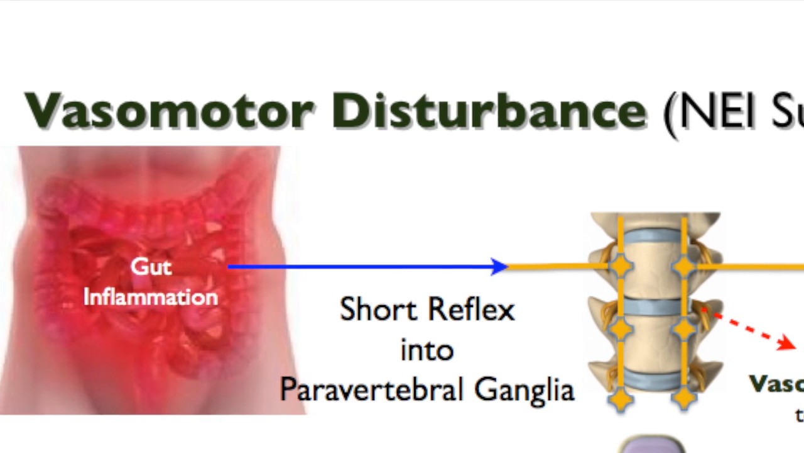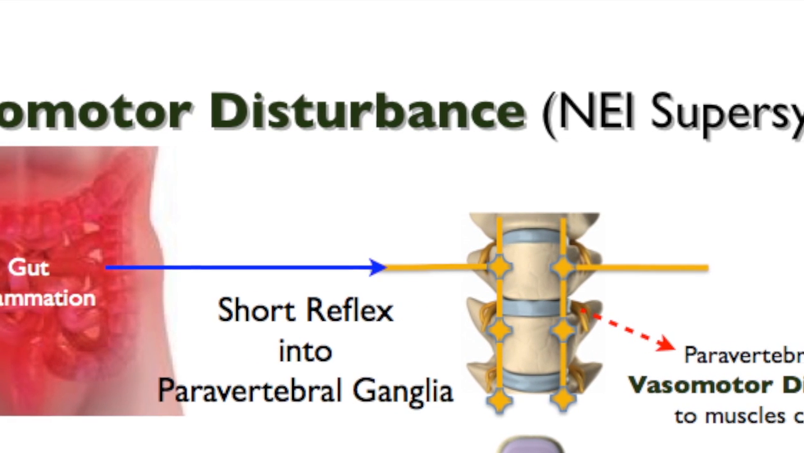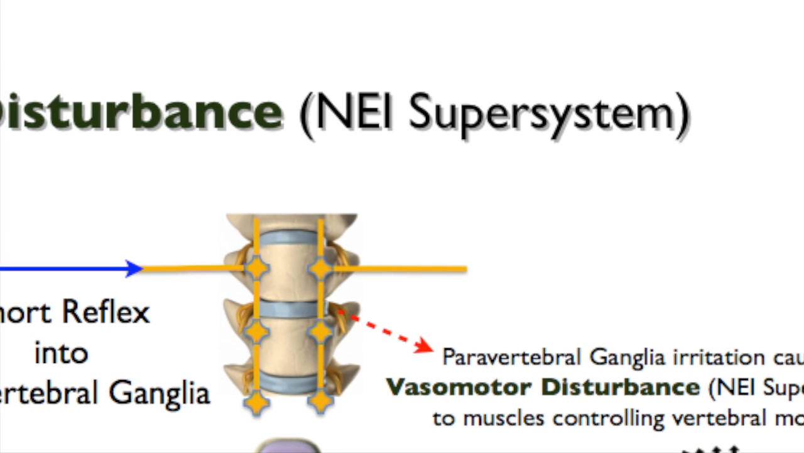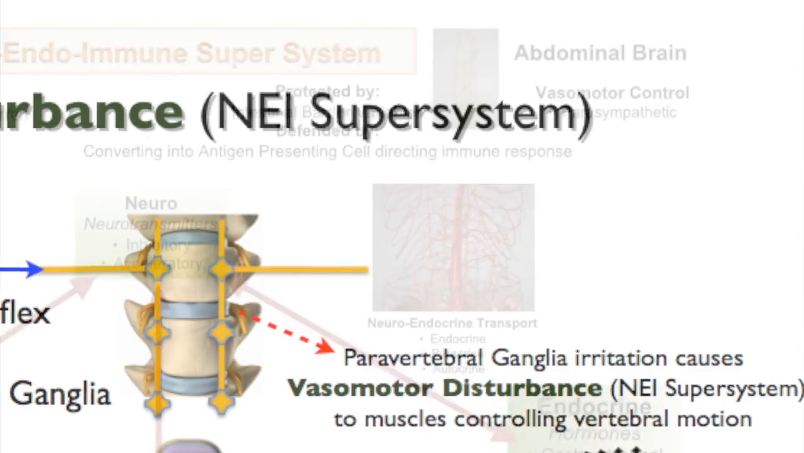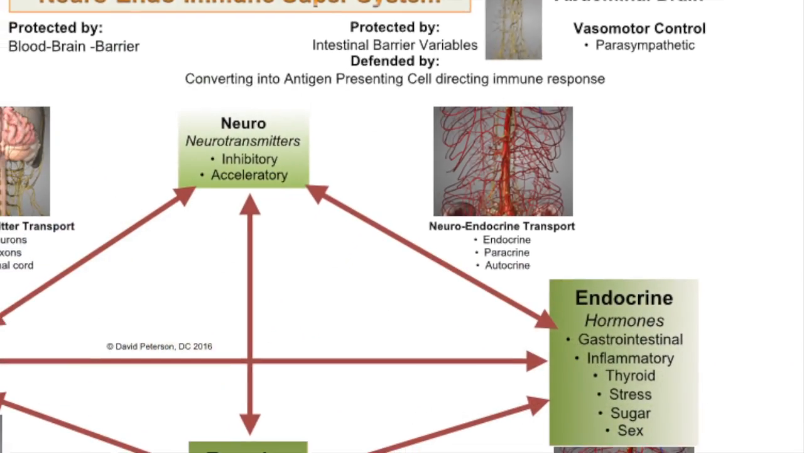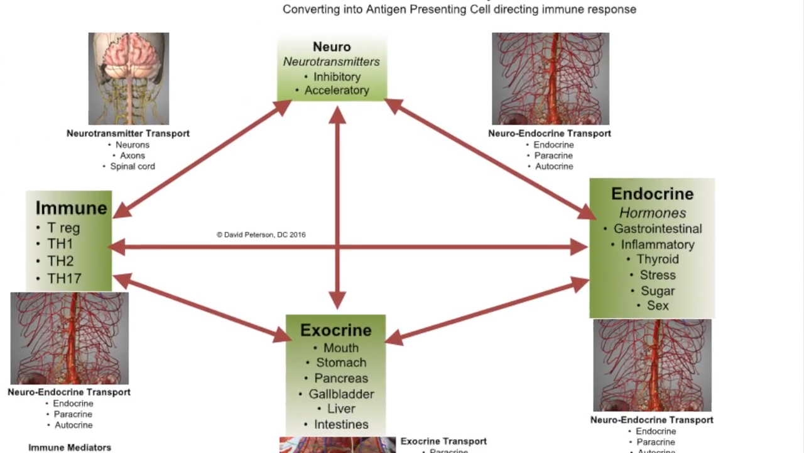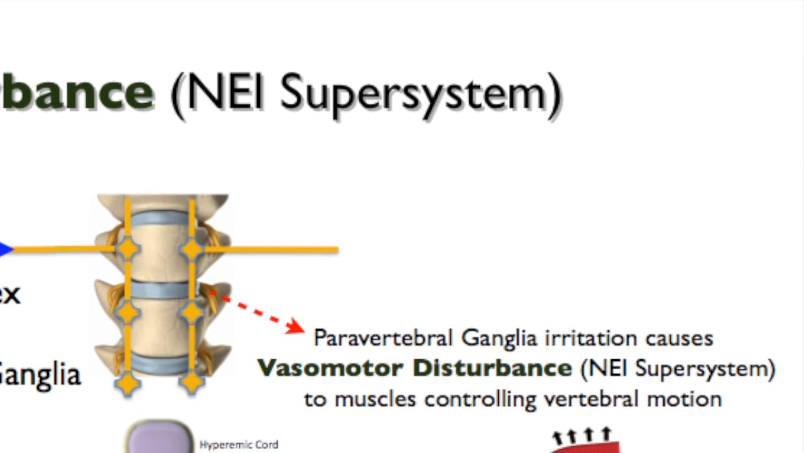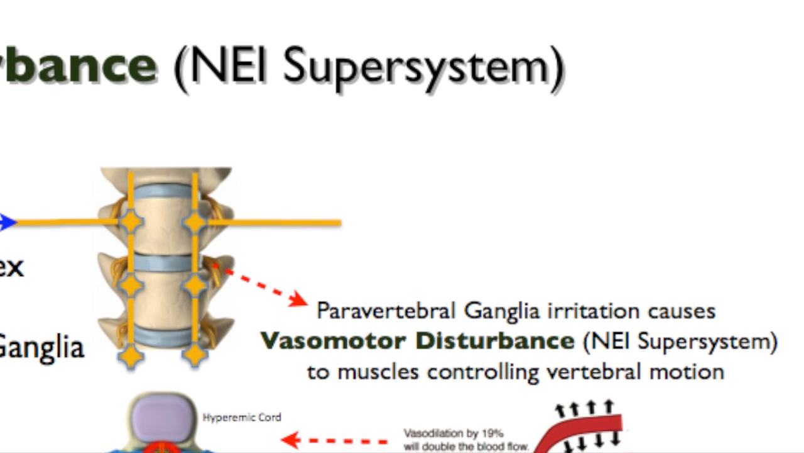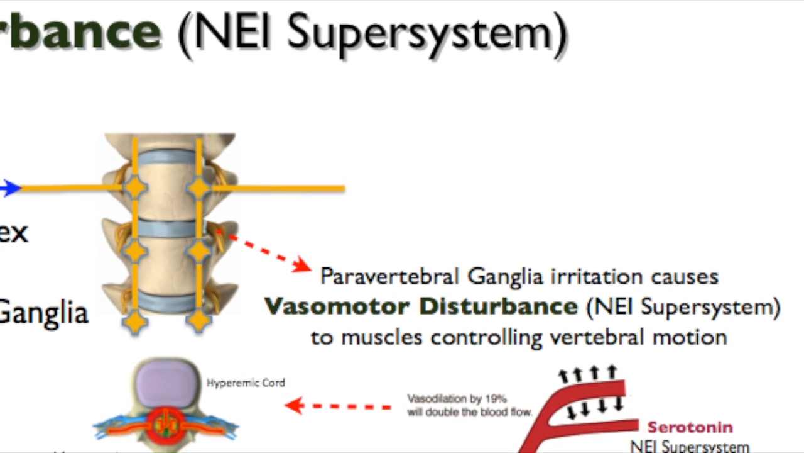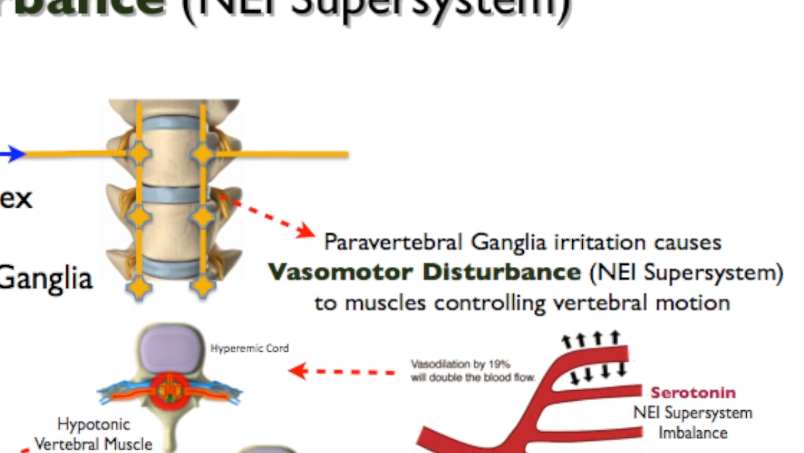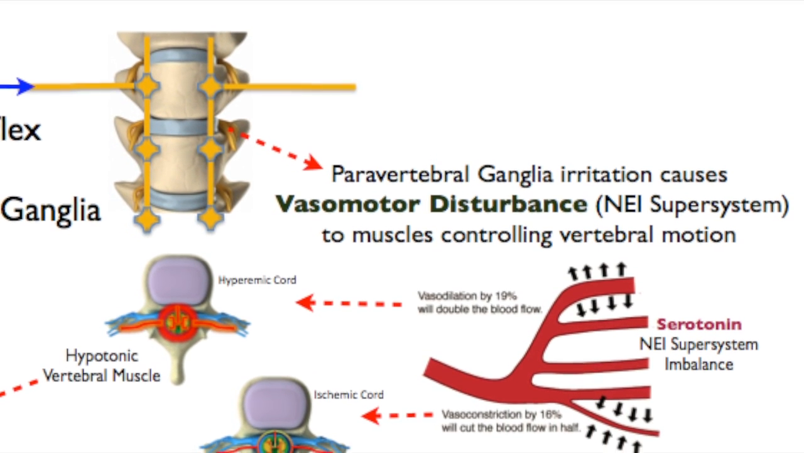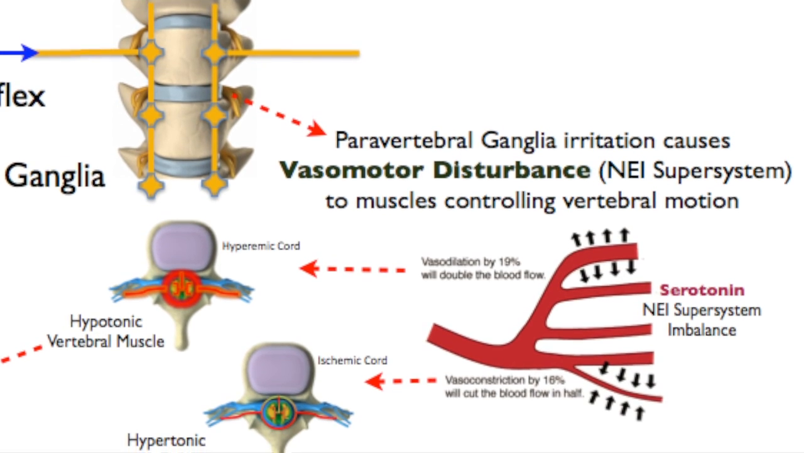Inflammation occurring in the organs induces a short reflex into the paravertebral ganglia. The paravertebral ganglia irritation induces a vasomotor disturbance. This is carried out through the components of the NEI supersystem to the muscles, providing proprioceptive input and controlling the vertebral motion at the level of the vertebra associated with that organ. The vasodilation or vasoconstriction of the blood supply to these muscles induces a hypertonic or hypotonic tone, altering proprioceptive input.